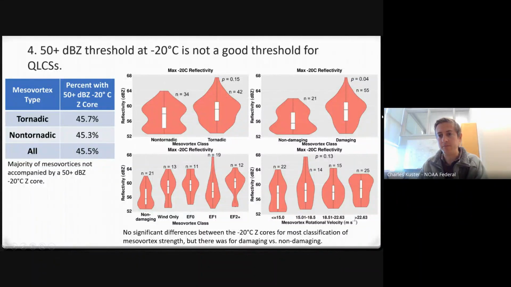Two caveats to that. There were statistically significant differences between the -20C magnitude between damaging and non-damaging mesovortices. And then also, because of our 50 plus dBz threshold, our sample size is pretty small. So I think this is an area for potential future work, maybe look at some different thresholds, but that's something that we haven't gotten to yet. So for now, all I can really say is that 50 dBz is not a good threshold to use in these situations, and that's not particularly surprising.